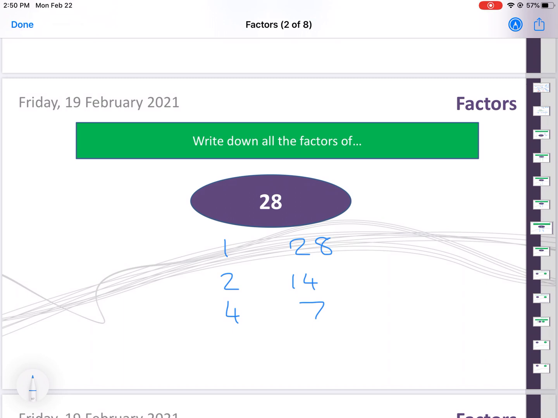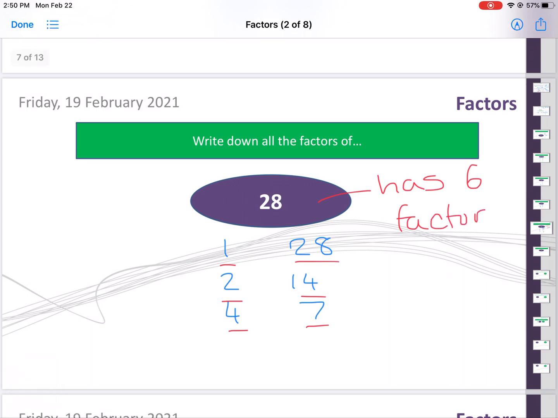So we're looking for those factor pairs again all the time. Okay, and now if we look at how many numbers I have, 1, 2, 3, 4, 5, 6. 28 has 6 factors. That's as many as it can possibly have. There's no other pair of numbers, therefore it's got 6 single factors.